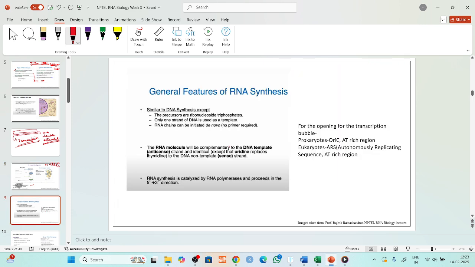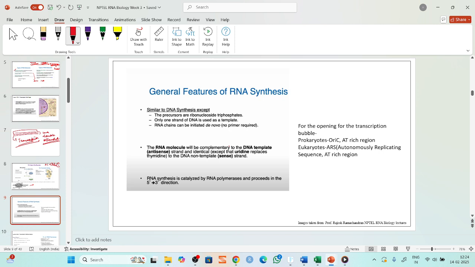Now, some of the general features of RNA synthesis is that this RNA synthesis is somewhat similar to DNA synthesis, but there are some differences. That means the precursor molecules are ribonucleoside triphosphates and not deoxyribonucleoside triphosphates because we are synthesizing RNA here. Only one strand of DNA is used as a template. When we are talking about DNA synthesis, as I already mentioned, both of the strands act as a template, but here in this case, only one strand of DNA is acting as a template.